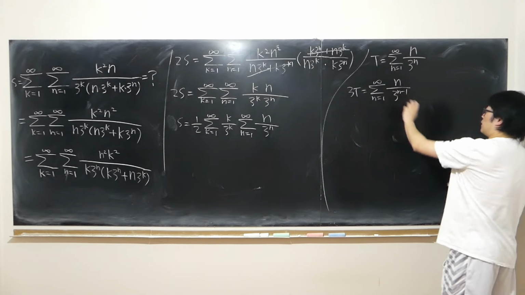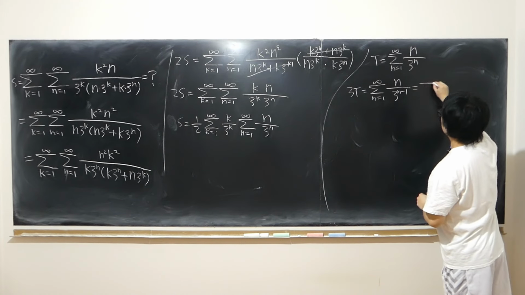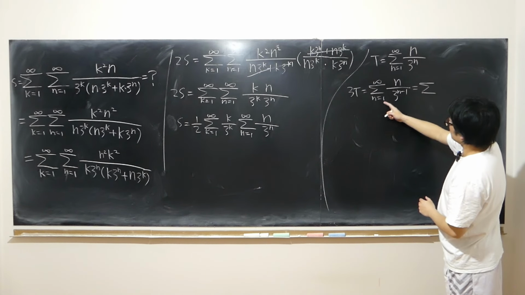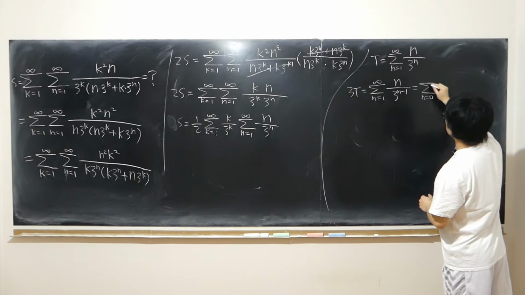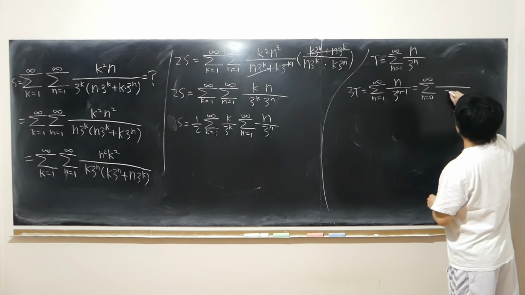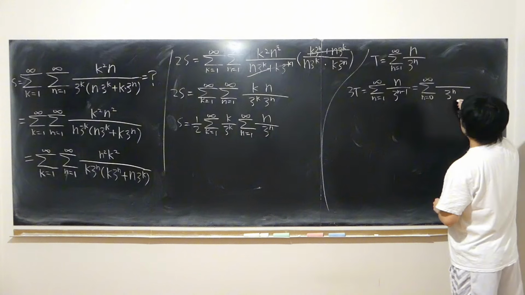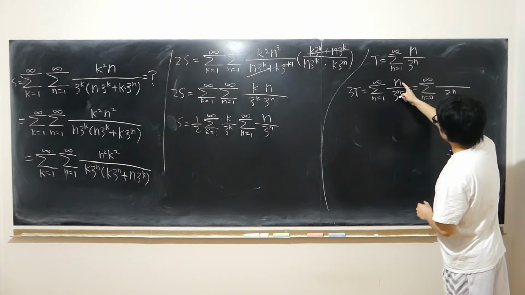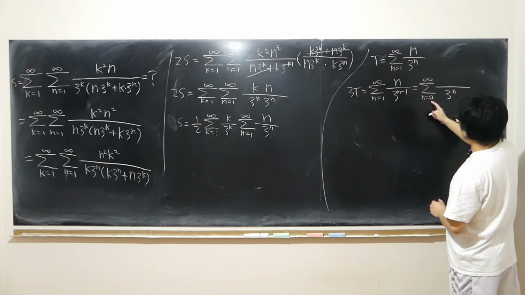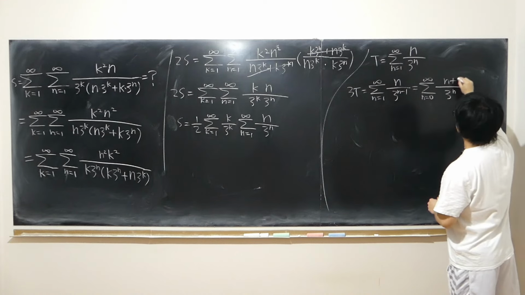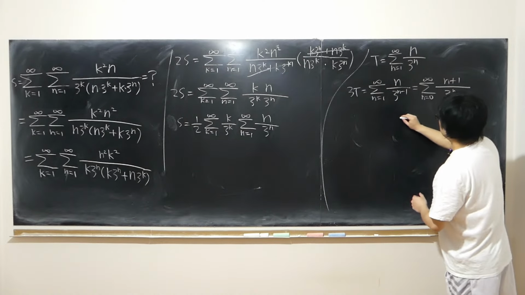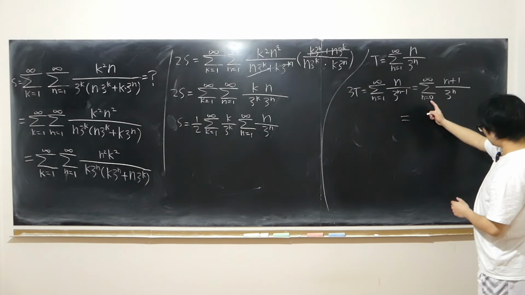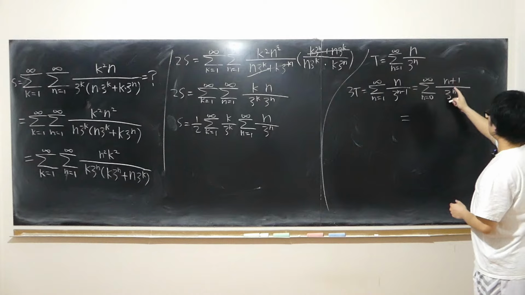Right, but so here I just re-index again. n starts from 1, so n minus 1 starts from 0. So n starts from 0 to infinity. Here I have 3 to the n. The top I start from 1. Here I start from 0, so n plus 1. Right, still starts from 1. Right, here I just pull out the 0th term. 0th term is 1 over 1.